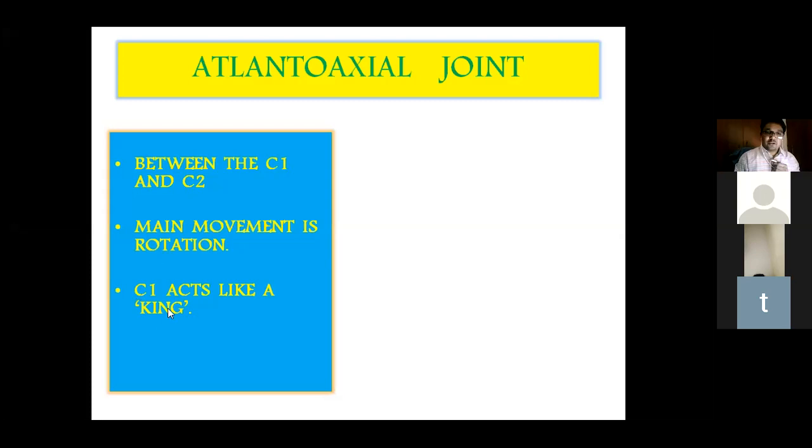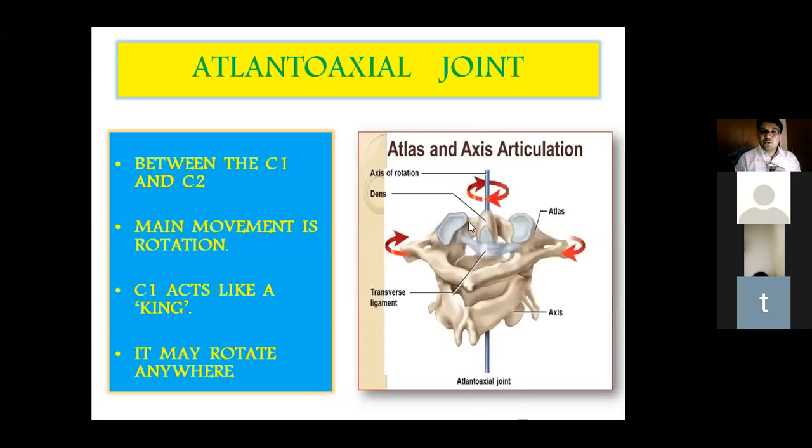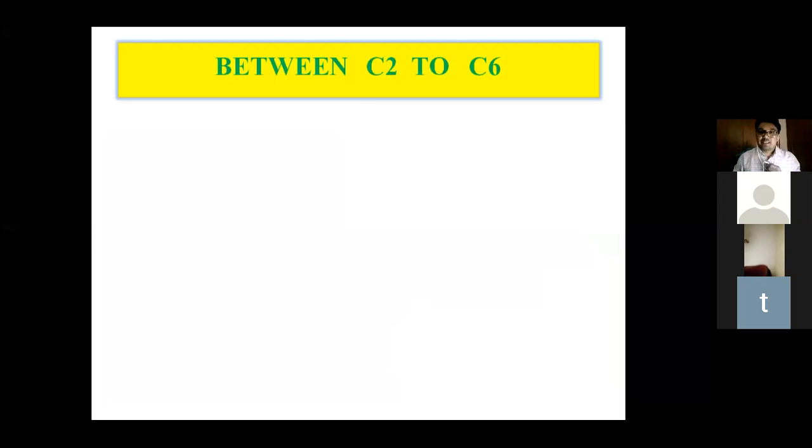It can go anteriorly and it can also go posteriorly. It is like a ring. It may go anteriorly or it may go posteriorly, right? It may go to the same side or to the opposite side. So it may go anywhere. That is why I call C1 the king. And you can see on this slide, this is C1, and it may rotate anywhere, right?